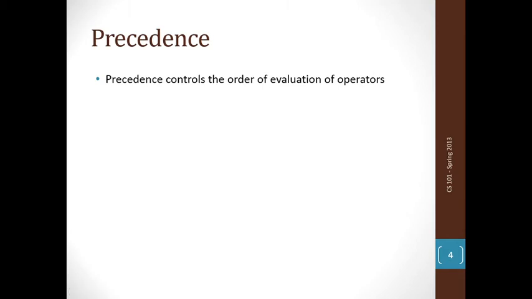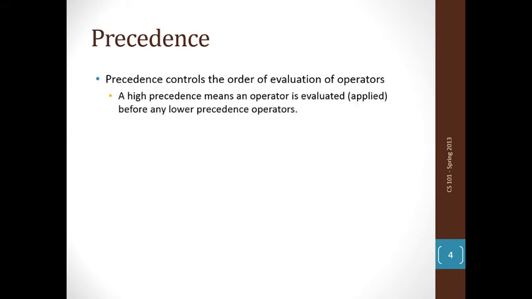Precedence. Precedence controls the order of evaluation of operators. A high precedence means an operator is evaluated before any lower precedence operator. If we have an expression with multiple operators, then the operator with higher precedence will be evaluated first, then the lower precedence operator. So what is precedence? The order in which the operators will be evaluated. We will also take an example.